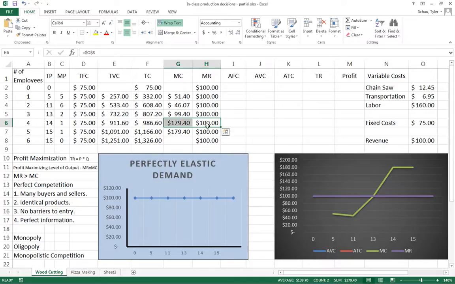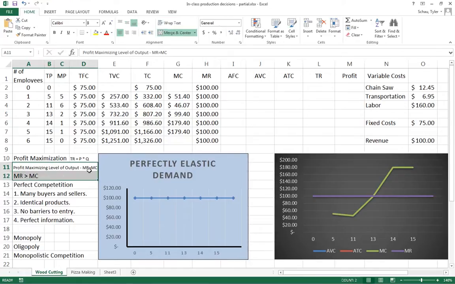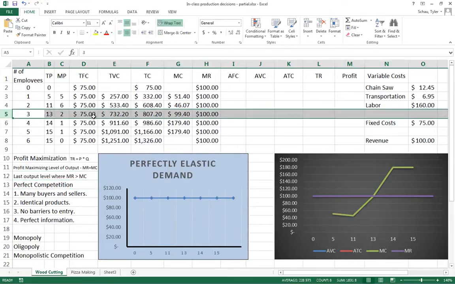We can only spread that labor out over 1 cord of firewood, and so it has to bear the entire $160 labor charge. We're pretty certain now, if we use this rule here, this profit maximizing level of output, where marginal revenue is equal to marginal cost, or if that doesn't exist, and most of the time it won't, go to the last output level where marginal revenue is equal to marginal cost. And I'll change this to the last output level where marginal revenue is just greater than marginal cost. Happens to be at this level.